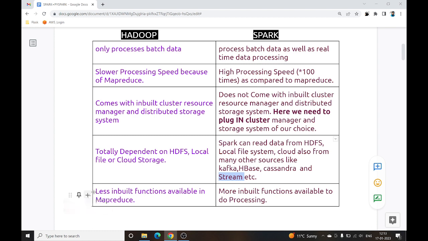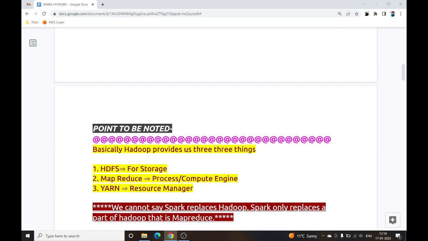Less inbuilt functions available in MapReduce. If you're a developer and you are going to write code, then obviously in Spark you have the option to write your code in Python, Scala or Java, and there are many inbuilt functions available. If I specifically talk about PySpark, in PySpark we have many inbuilt functions to use and to perform all the activities.